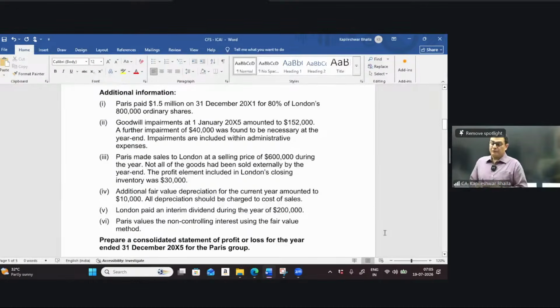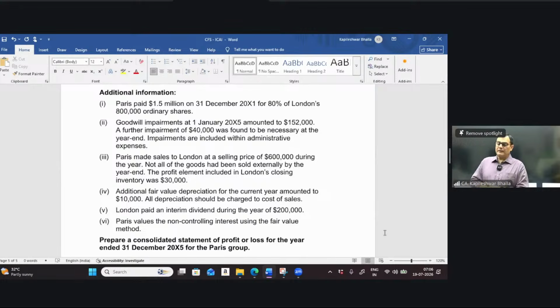In the additional information, it says Paris paid 1.5 million on December X1 for 80% of the London shares. I also told you last time that the first focus should always be to see what the date of acquisition is. Because if the date of acquisition is before the current year, the entire current year becomes post-acquisition in nature. And if the acquisition date is in between the current year, then it's partly pre and partly post. But we need to consolidate only the post-acquisition period. In this case, we are safe because the acquisition was way back in X1 and the consolidated P&L we are preparing is for December X5.